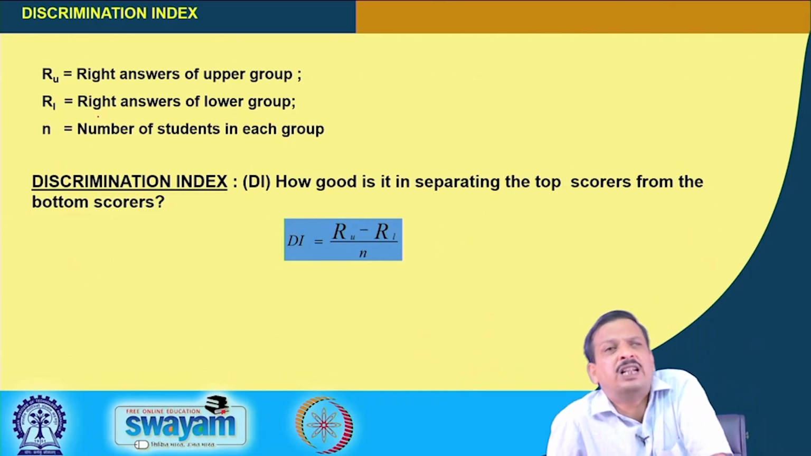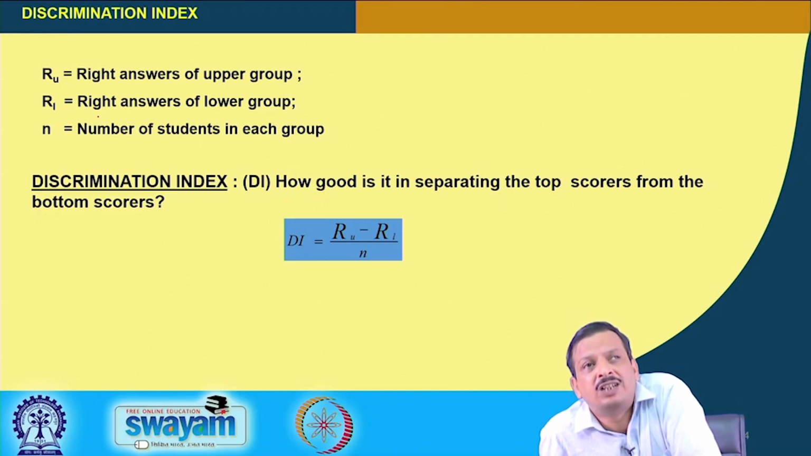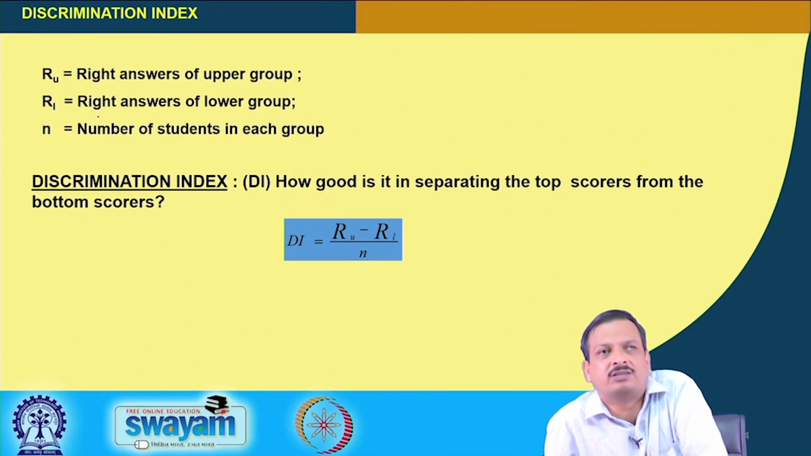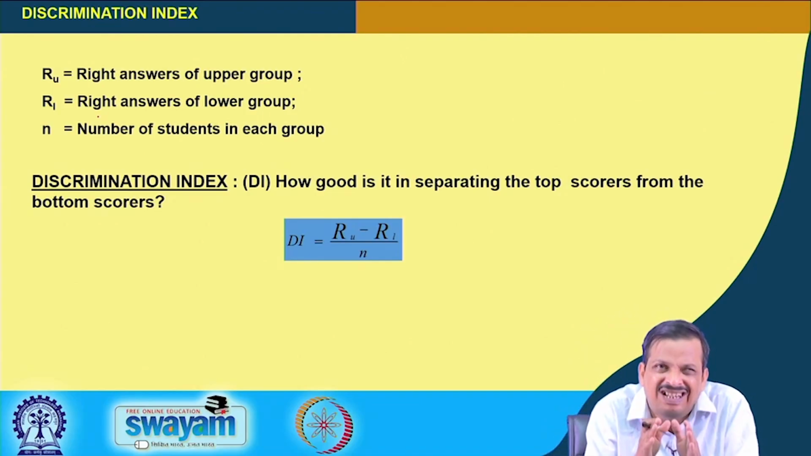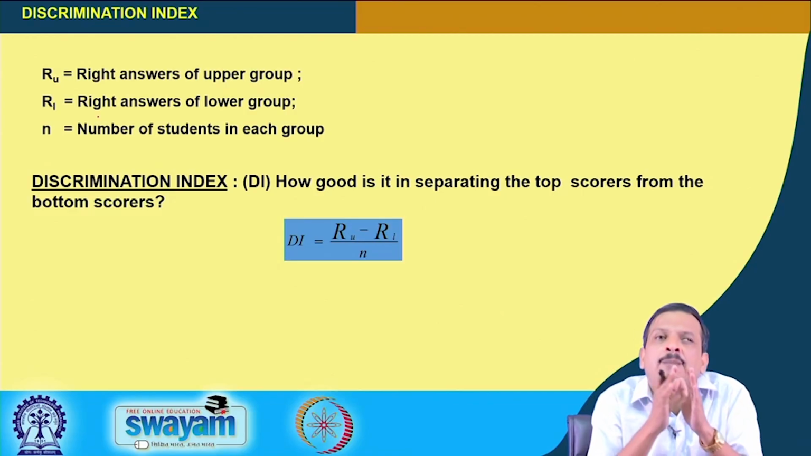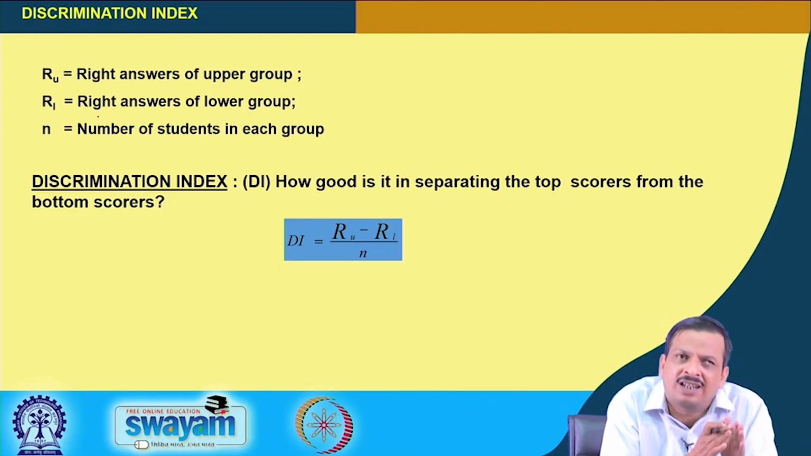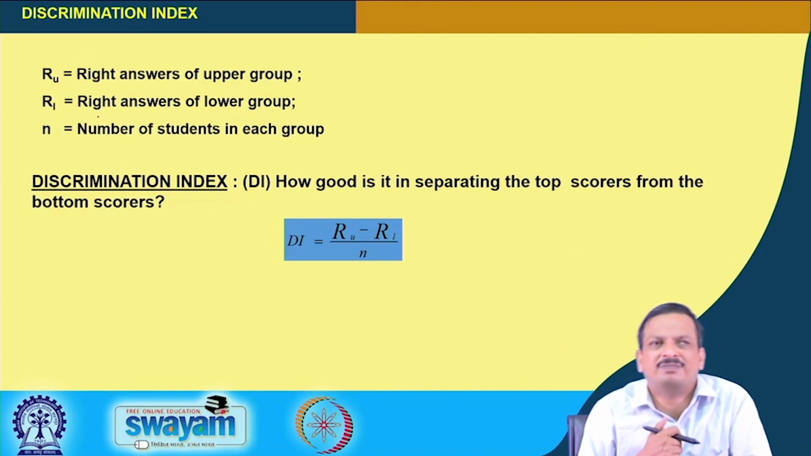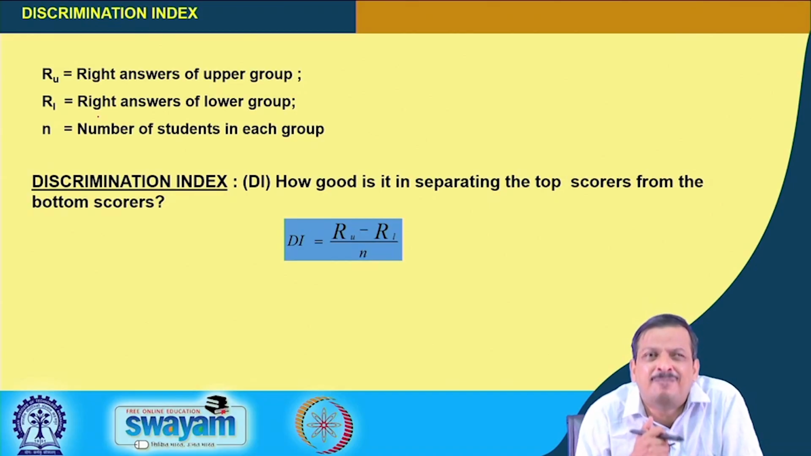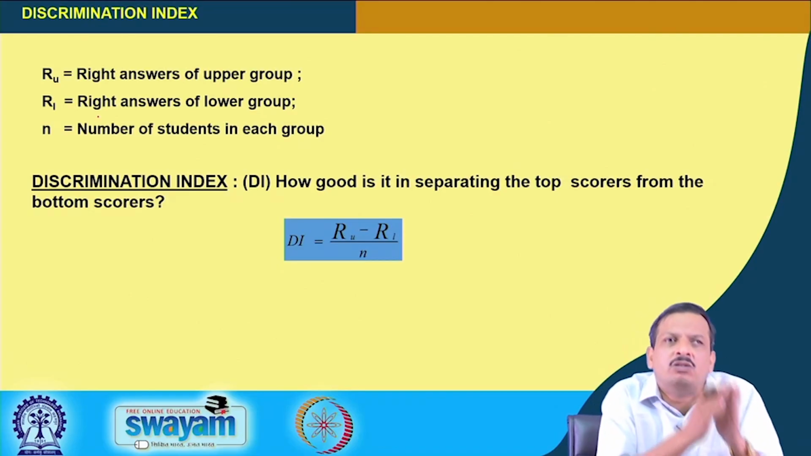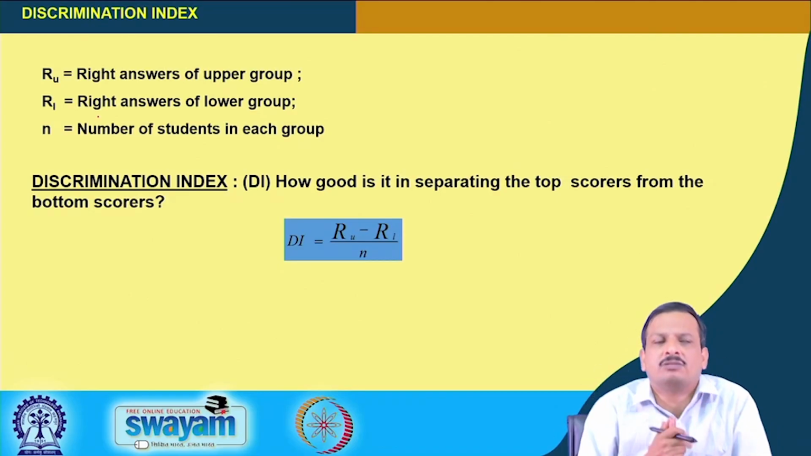So, what is the discriminative index? What do you mean by discrimination? Discrimination means how good the question is at separating the good students from the bad students. That is why it is called the discriminative index. It will differentiate between good students and bad students.